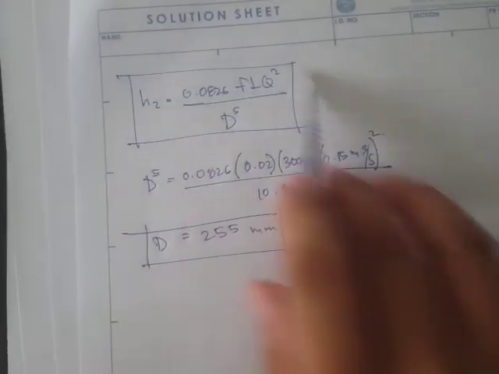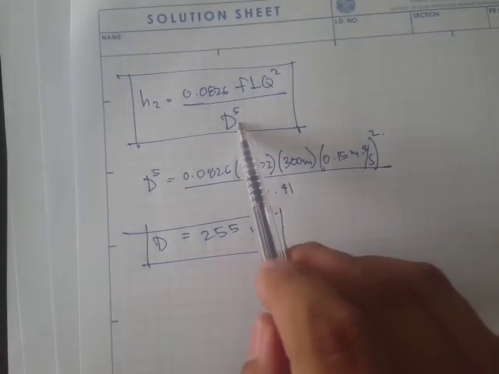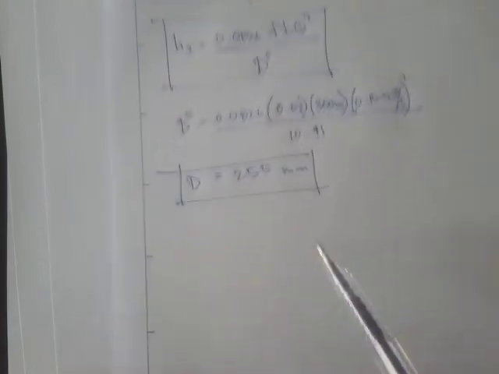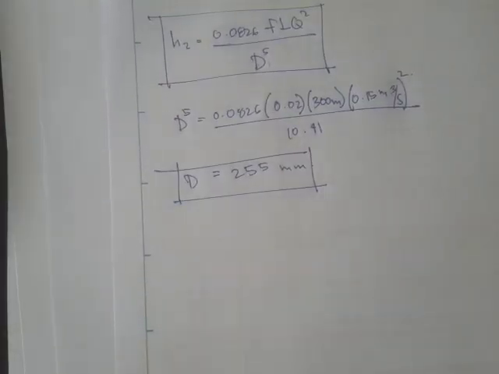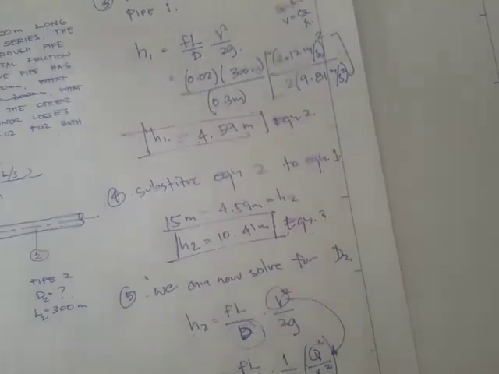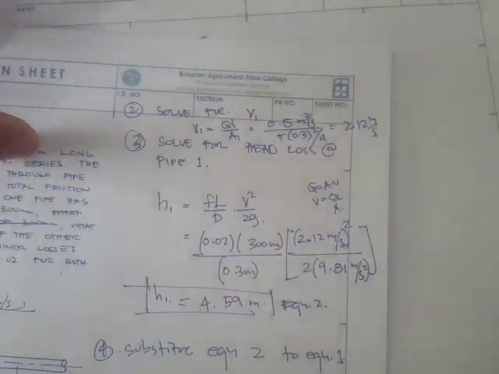Okay, so we have this expression and one equation, one unknown, so we can solve for D, and the D is 255 mm. All right, now I guess we will do another problem for pipes in a parallel connection in the next video.